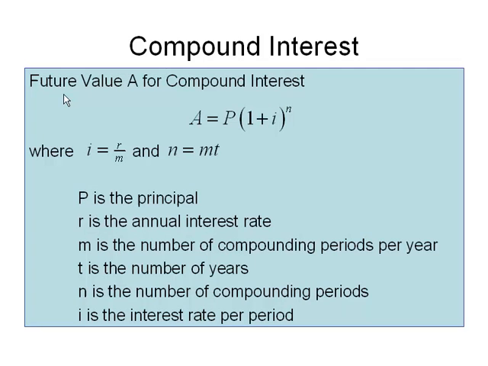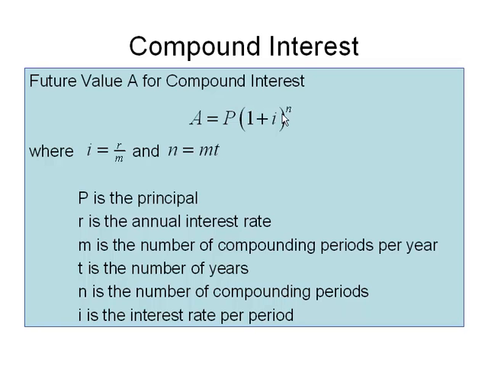So the future value A for compound interest is given by this formula. A equals P times the quantity 1 plus i raised to the n. So P is our principal, i is our interest rate per period, and we'll get that by taking the annual rate and dividing it by how many times we compound in a year.